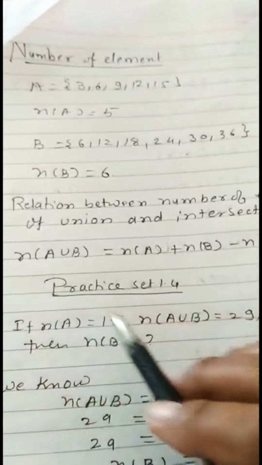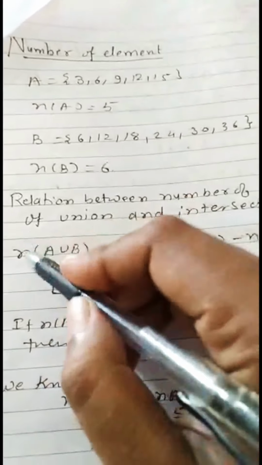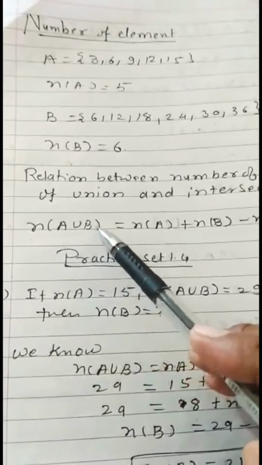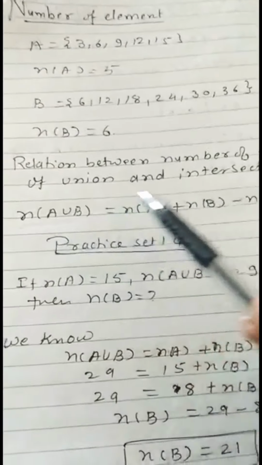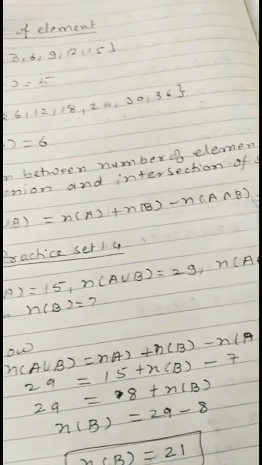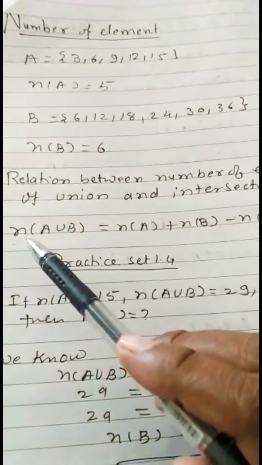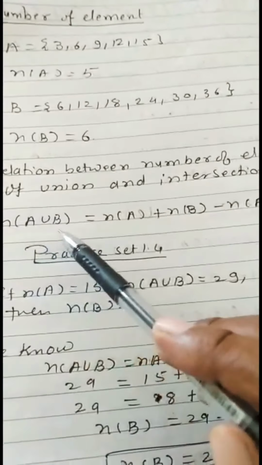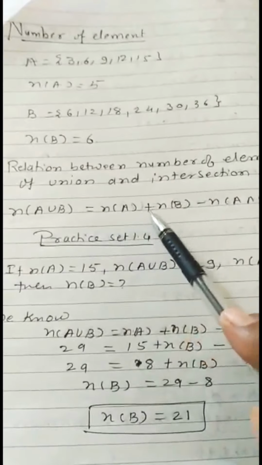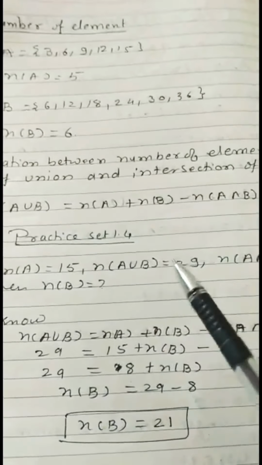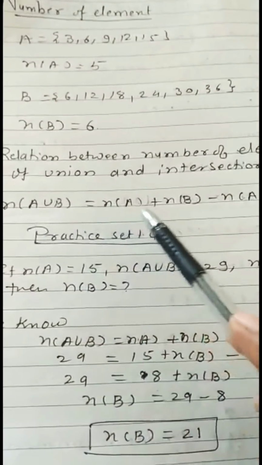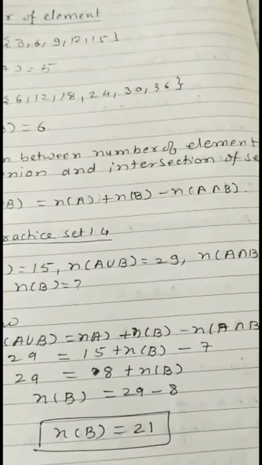We have a very important formula, the relation between the numbers of elements. Number of A union B is given by number of A plus number of B minus number of A intersection B. Very useful for solving the sums. How many total elements in A and B is given by this formula. Once again I repeat, n(A union B) is equal to n(A) plus n(B) minus n(A intersection B).